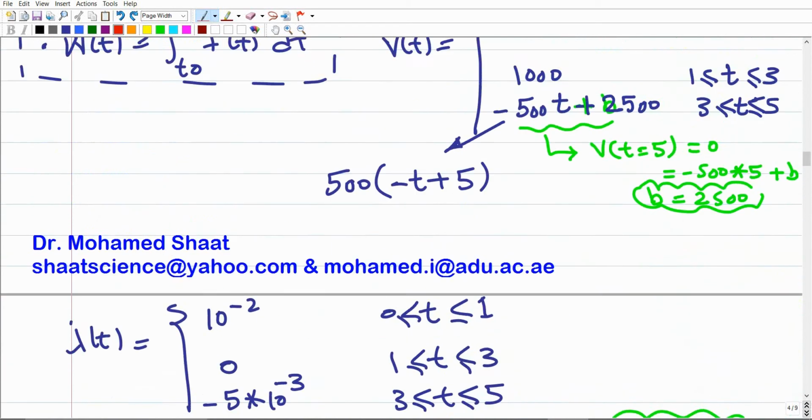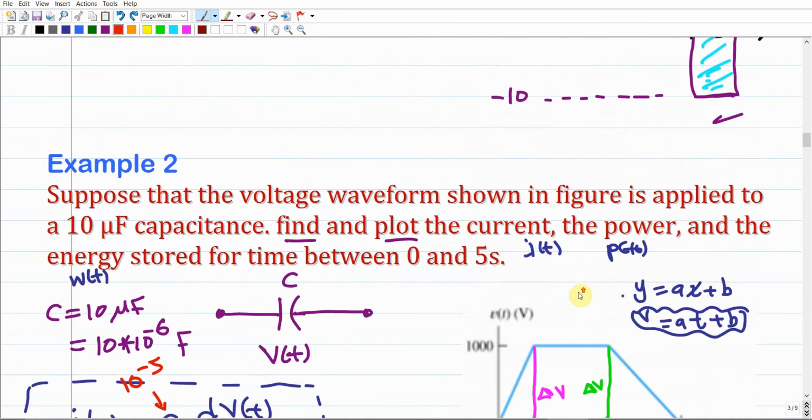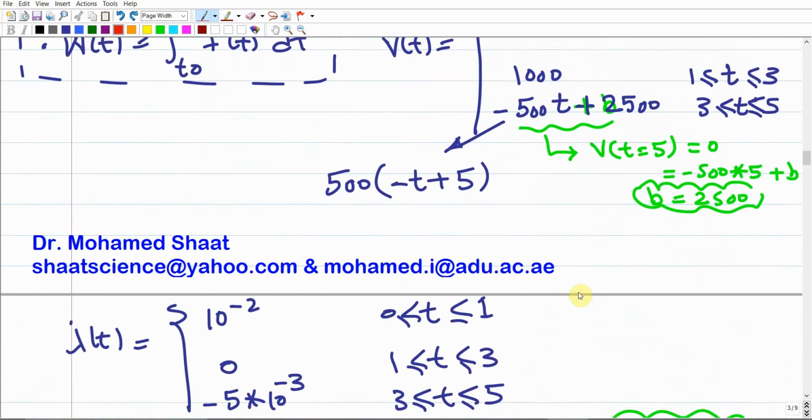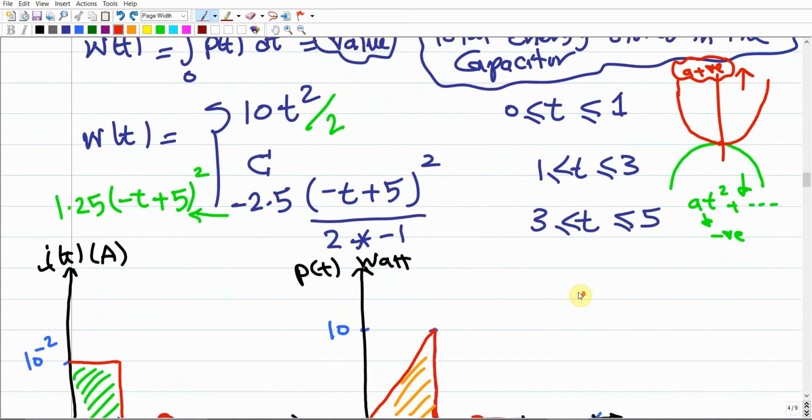Make sense? So this is another example, an exercise on the capacitance and how it would be used, and the voltage, the power and energy in relation to the current over the capacitor. So this is the second example.